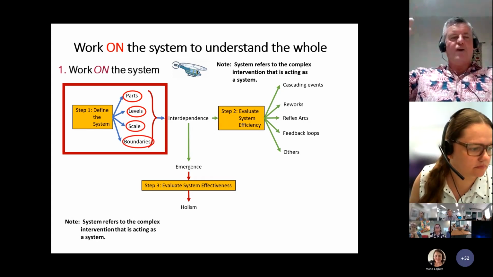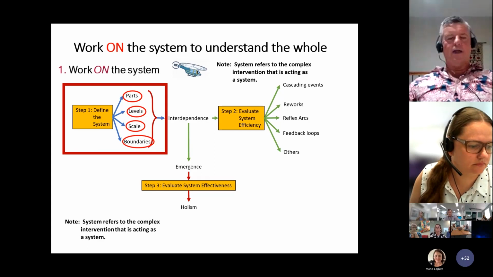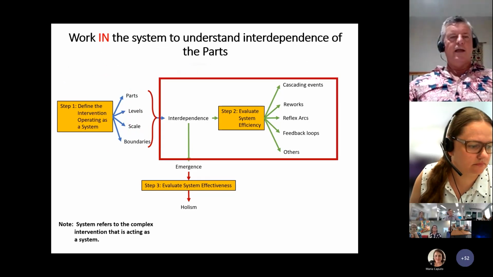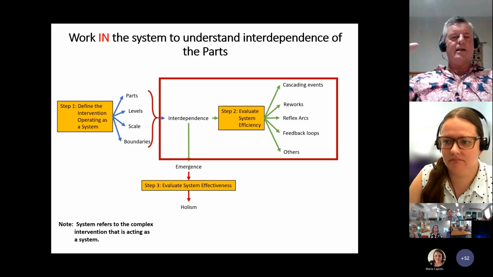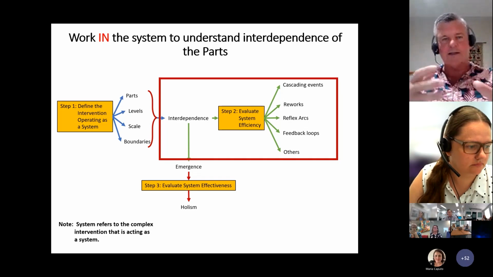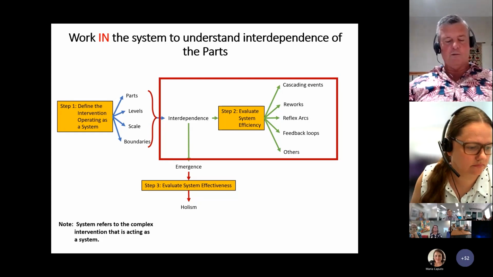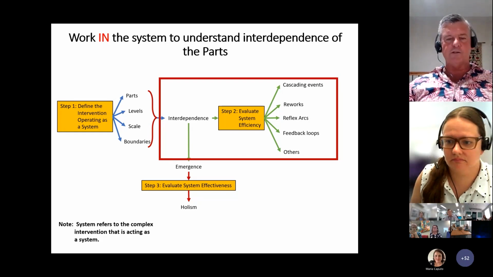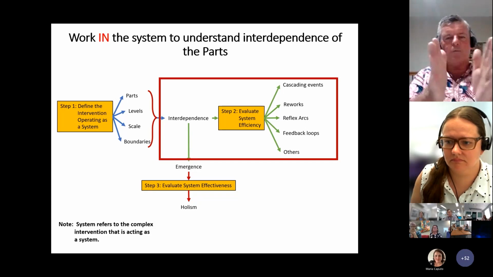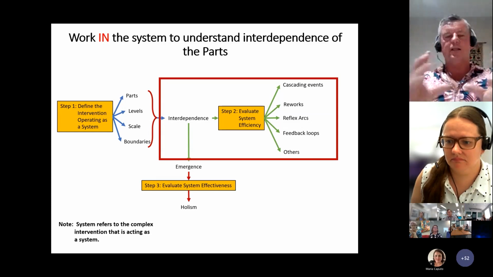So this first phase of systems evaluation theory, step one, is a holistic perspective on the system as well and defining the boundary. The second step, step two, this is where we drop inside the system and start to understand the interdependence of the parts. So this is where we start to get analytical as well. And there's a lot of tools that Ralph uses to start to peel back the understanding of how the different parts are interacting, whether they're effectively interacting and whether they're efficiently interacting.